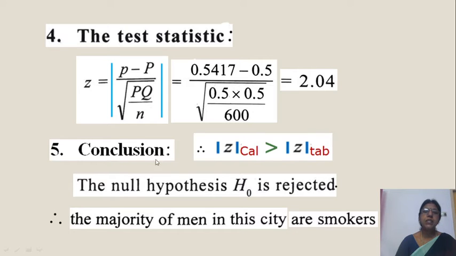So here, what is the conclusion? Z calculated is greater than Z tabulated, so the null hypothesis is rejected. What is the null hypothesis? Smokers and non-smokers are equal in the city. That is rejected, so H1 is accepted. That means, what is H1? The majority of men in the city are smokers.